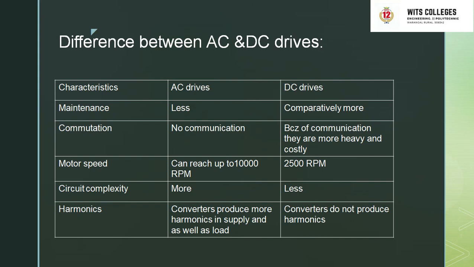Harmonics. In AC drives, converters produce harmonics in supply as well as in load, whereas in DC drives, converters do not produce any harmonics. Okay, and coming to starting torque, AC drives do not produce high starting torque, whereas DC drives will produce high starting torque.